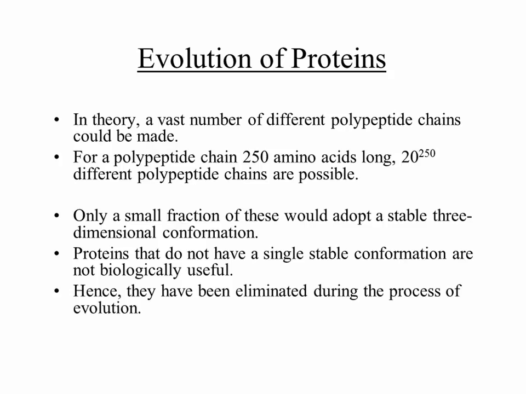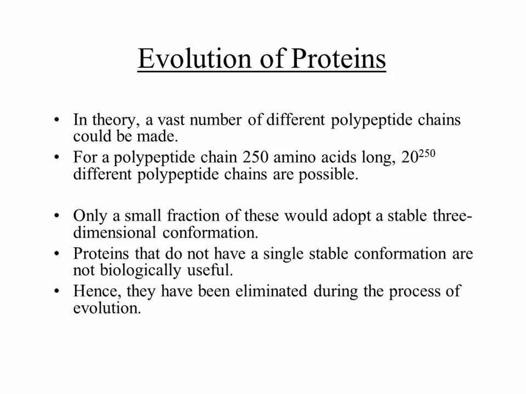Now, there are only 20 amino acids that occur in nature. So if you are looking at a protein, in every position, there are 20 possibilities. If you had a protein which was, let's say, 250 amino acids long, then you have 20 to the power of 250 different polypeptide chains. We know that from permutation combination. However, only a small fraction of these would adopt a stable 3-dimensional conformation.